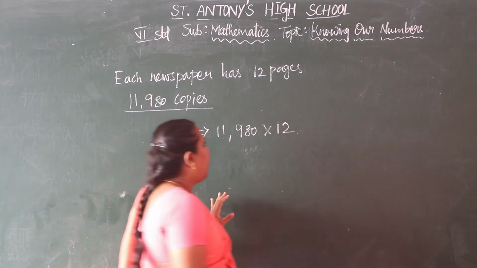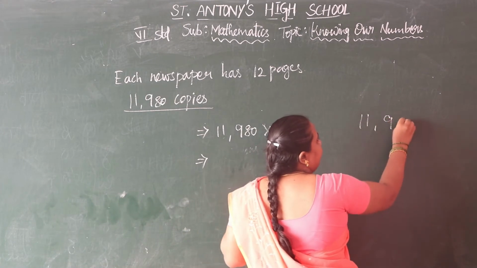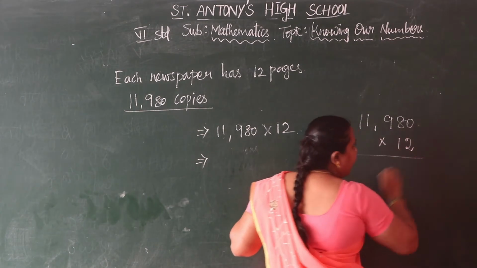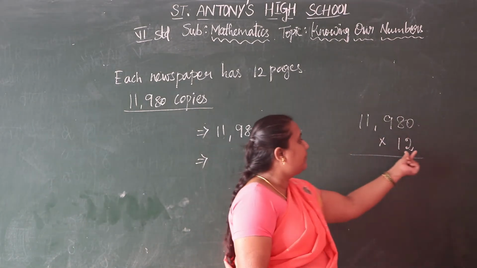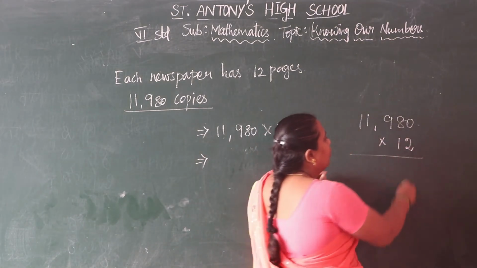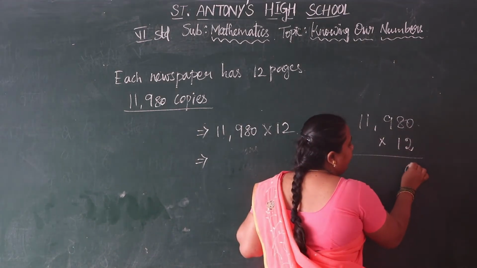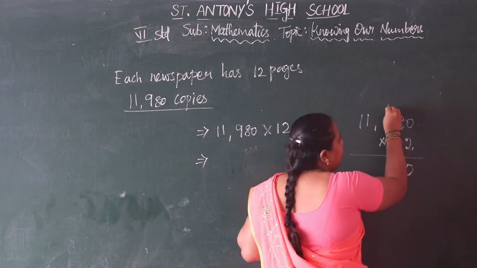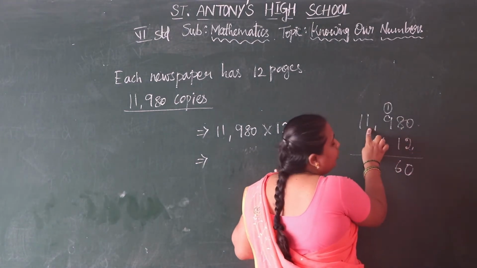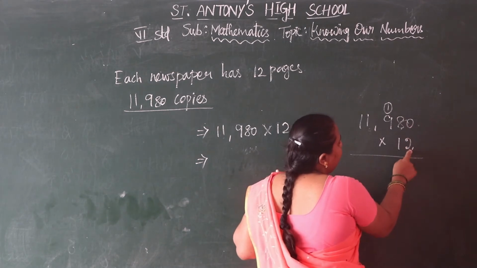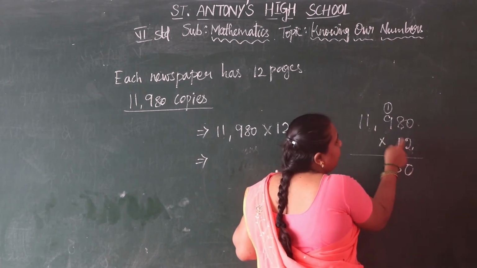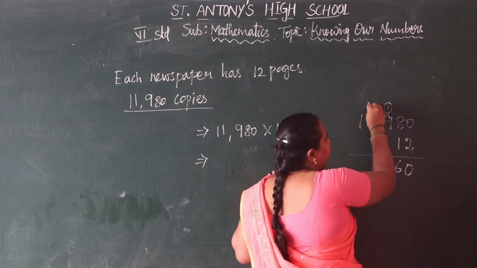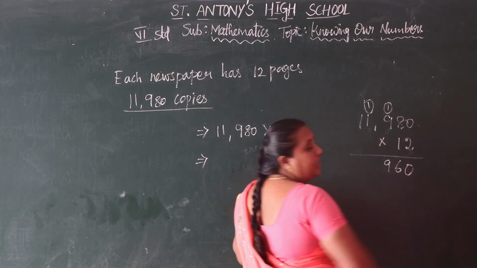So how to multiply? See, 11,980. You should write down this. Okay, so multiply by 12. First we should take the first number. So 2 into 0, 0. 2 into 8, 2 8s are 16. Balance 1 here. 2 9s are 18. 18 plus 1, 19. 9. Balance 1 here. Okay, carries 1.